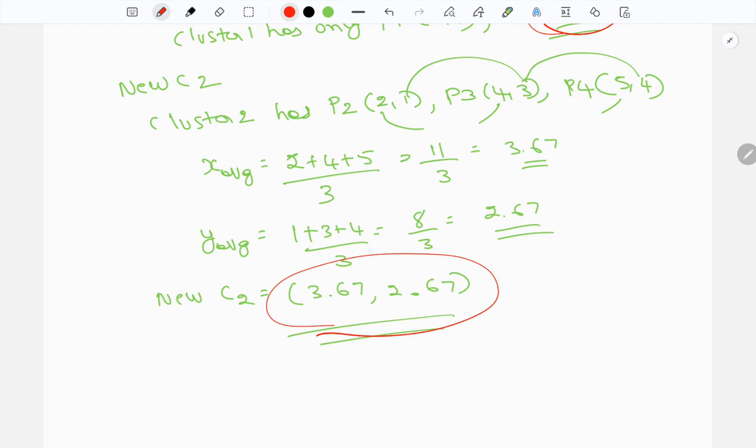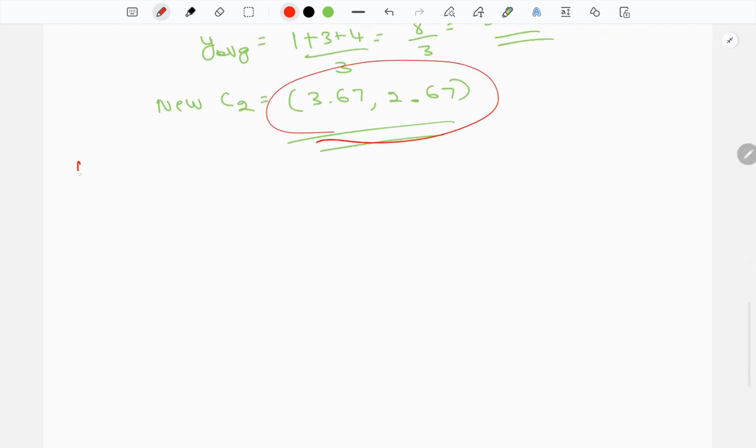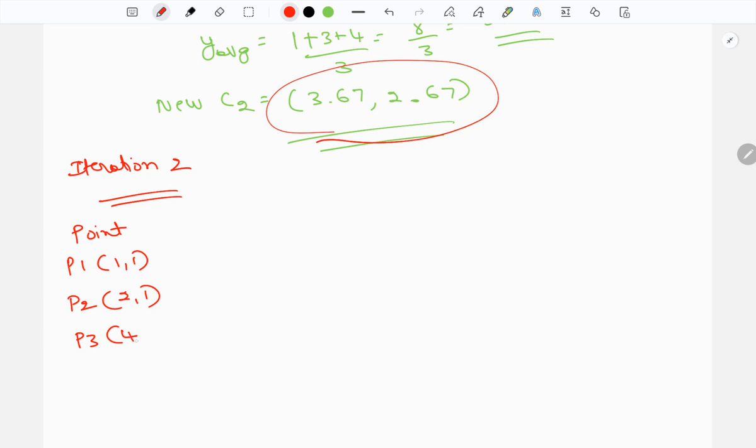Next, we have to update. What is the thing that we have to do? This is iteration 2. In iteration 2, again you have to consider the same data points, that is P1 (1, 1), P2 (2, 1), P3 (4, 3), and P4 (5, 4).